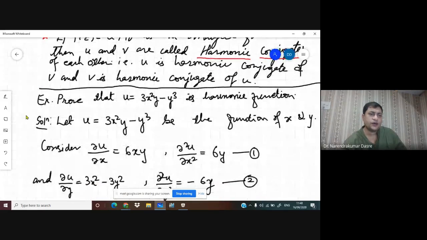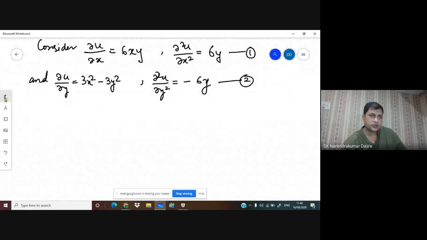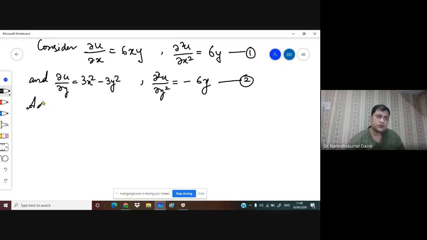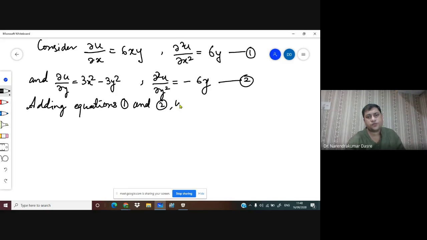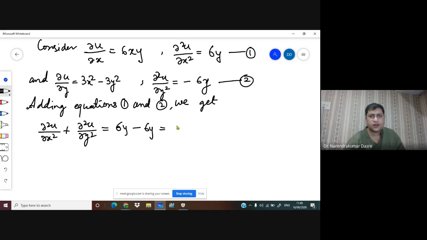Okay, now you can see what we have to do is find the sum of these two second order derivatives. So adding equations 1 and 2, we get double square u by double x square plus double square u by double y square is equal to 6y minus 6y, and that's going to be 0.